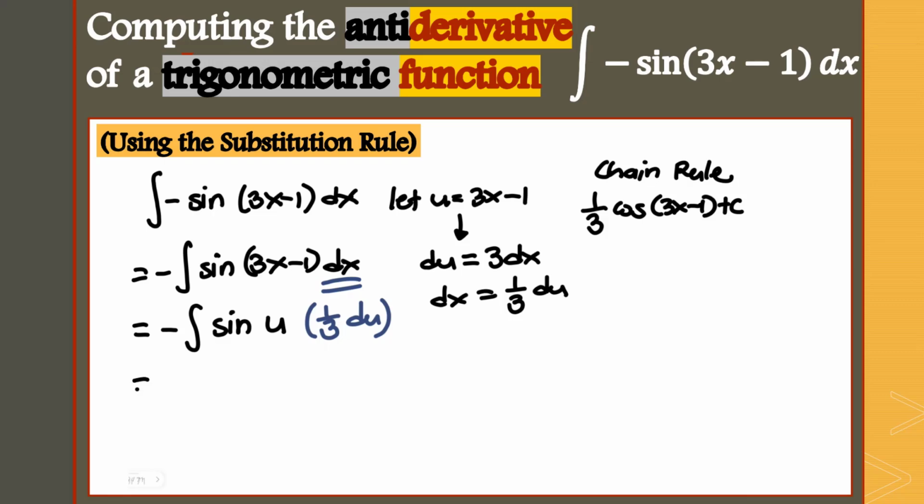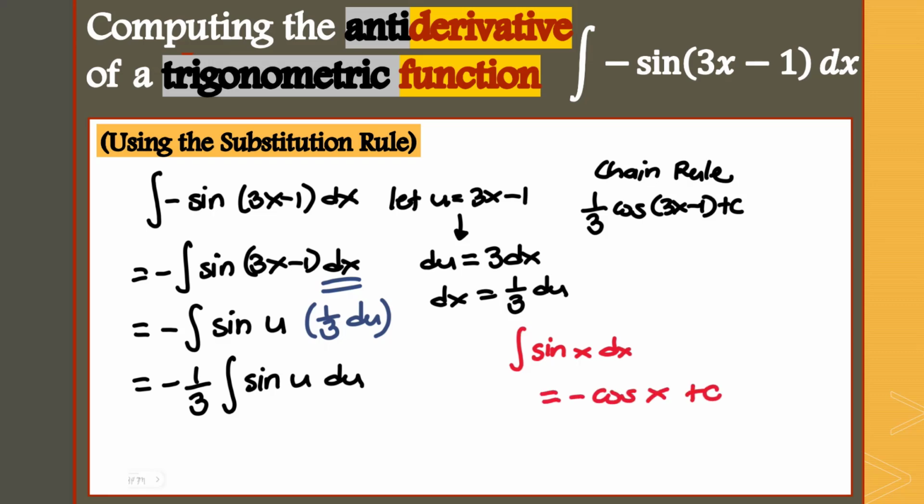Next is to move out 1/3, because 1/3 is a constant multiple. Then we have here sine u du. Now we don't have any binomial expression as an angle of the trigonometric function. For this, it's easily connected to the integral of sine x dx, which would give us negative cosine x plus c. But instead of x, we have u. So this here, negative 1/3 times the integral of sine u du, is negative cosine u plus c.